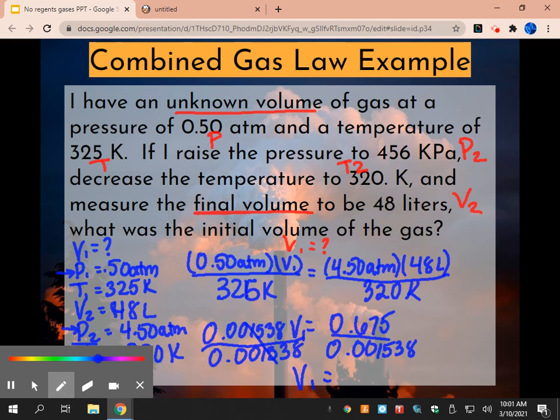So my calculator reads 438.88. And if I was going to sig fig this, I would have to sig fig it to 2, because of my 48 and 0.5, that's only 2 sig figs. So my answer would be 440 liters.